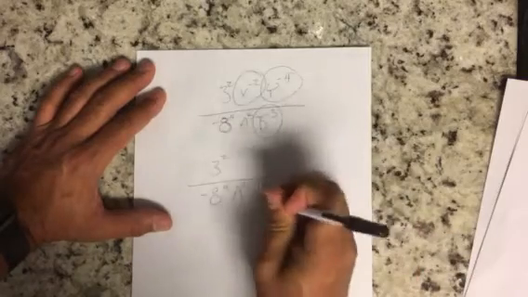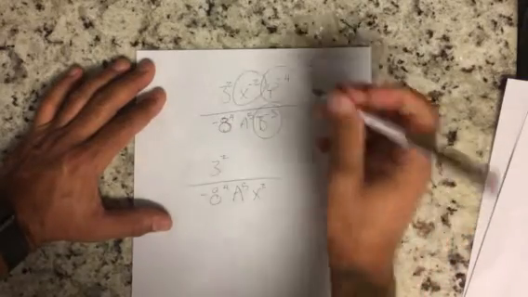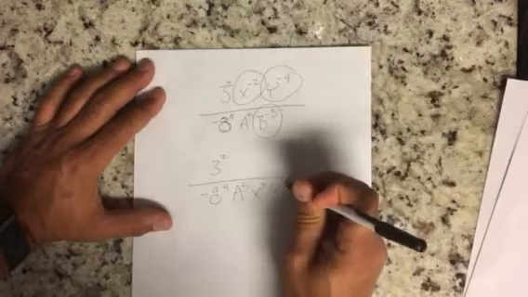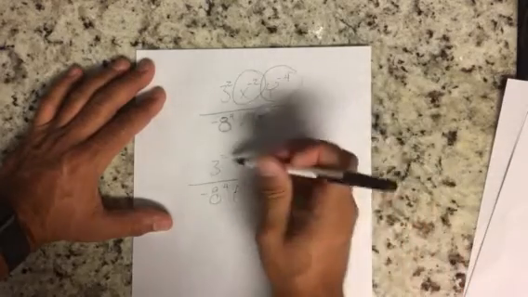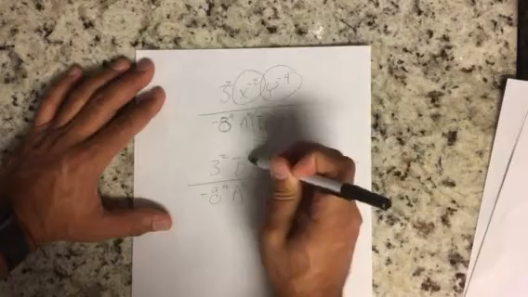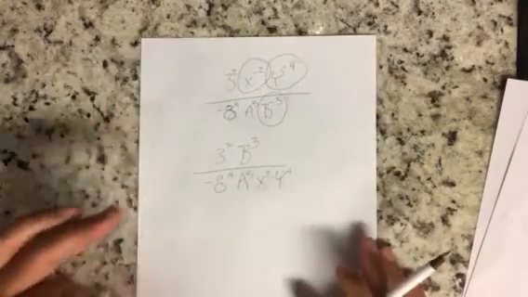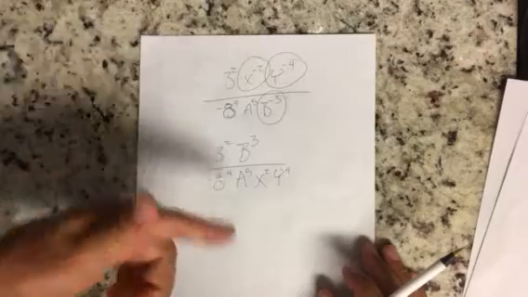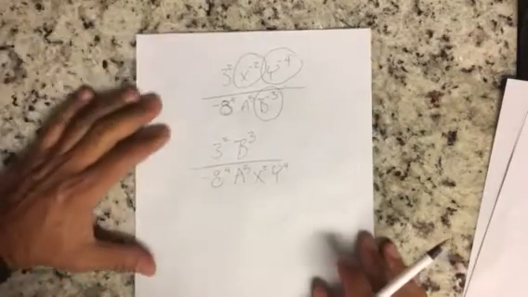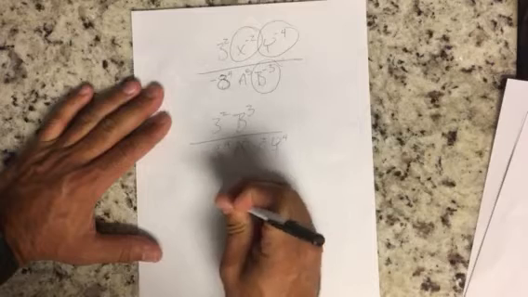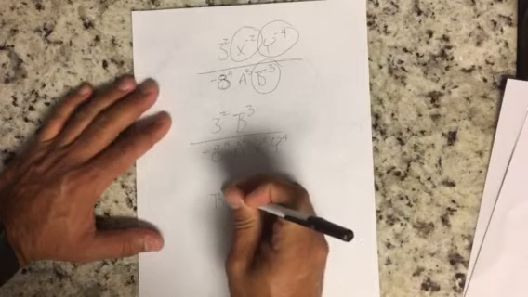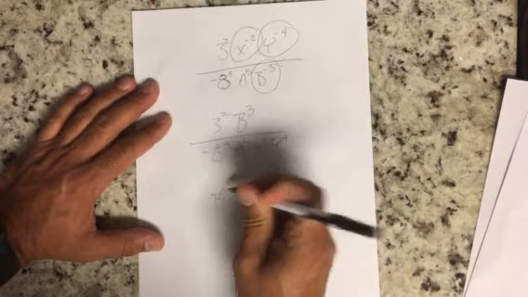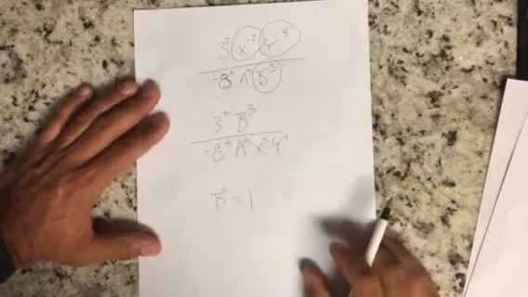This is going to come to the bottom and get a positive exponent. This is going to come to the bottom and get a positive exponent. This is going to come to the top and get a positive exponent. So that's all that we're doing with these. We're making negative exponents positive by moving them around. And then the second thing is that anything with an exponent of 0 equals 1.